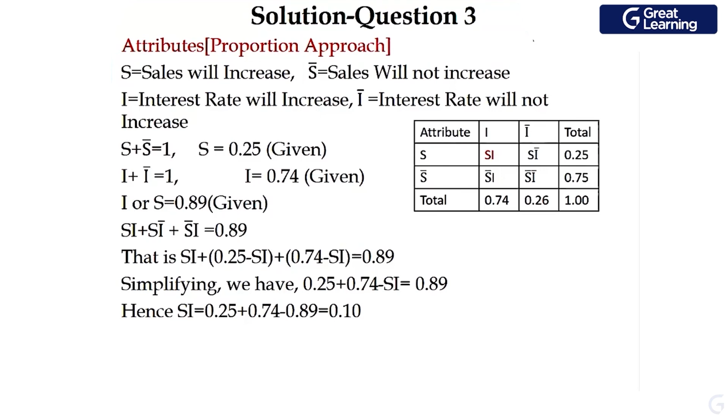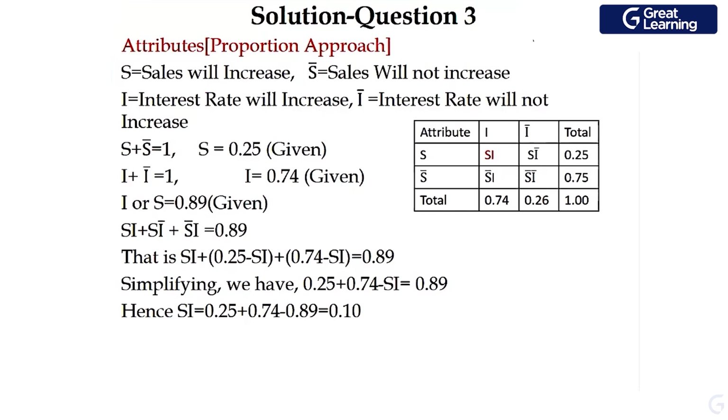This is SI, this is SI bar, this is S bar I, this is S bar I bar. You can see it here. It will be very clear to you. This is 0.74, 0.26, 0.25, 0.75. SI plus SI bar plus S bar I is 0.89. That is SI plus 0.25 minus SI plus 0.74 minus SI is equal to 0.89, because this is 0.74, this is 0.25. So simplifying, we have 0.25 plus 0.74 minus SI is equal to 0.89. Therefore, SI is equal to 0.1. I have not used the formula. I have just used the table and taken the numbers.